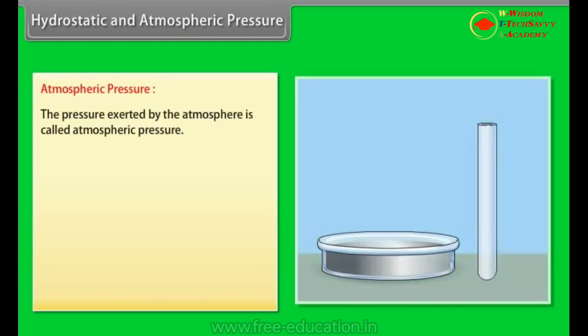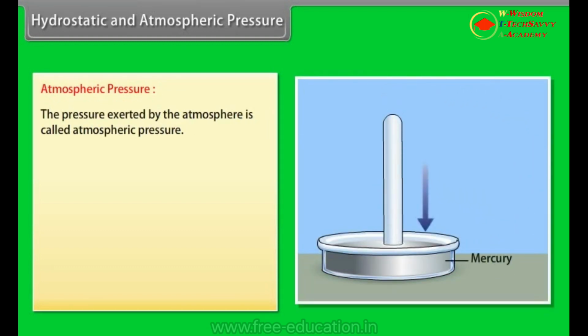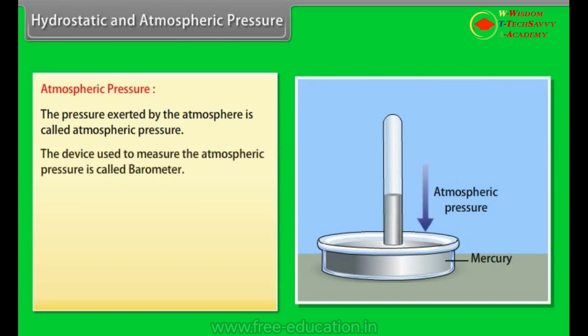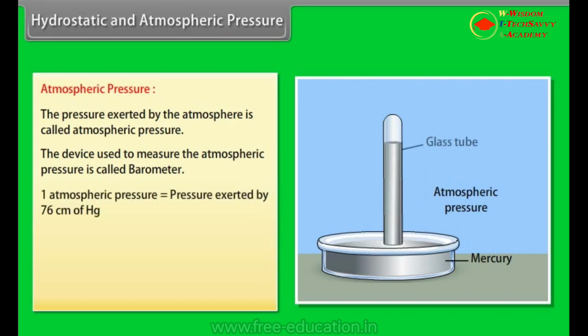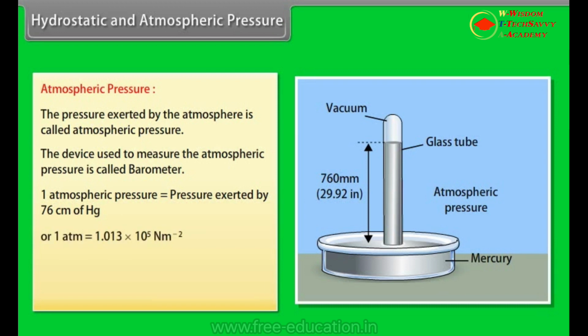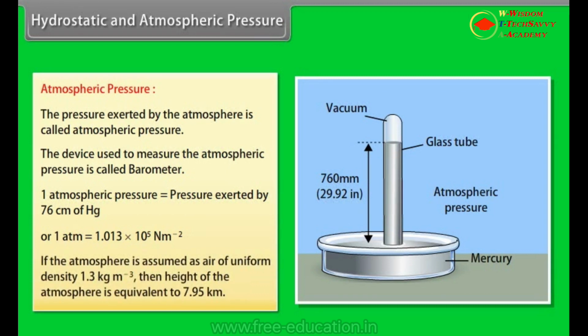Atmospheric pressure. The pressure exerted by the atmosphere is called atmospheric pressure. The device used to measure atmospheric pressure is called a barometer. 1 atmospheric pressure is equal to the pressure exerted by 76 cm of mercury, or 1 atm is equal to 1.013 × 10^5 newton per meter squared. If the atmosphere is assumed to be air of uniform density 1.3 kg per meter cubed, then the height of the atmosphere is equivalent to 7.95 km.